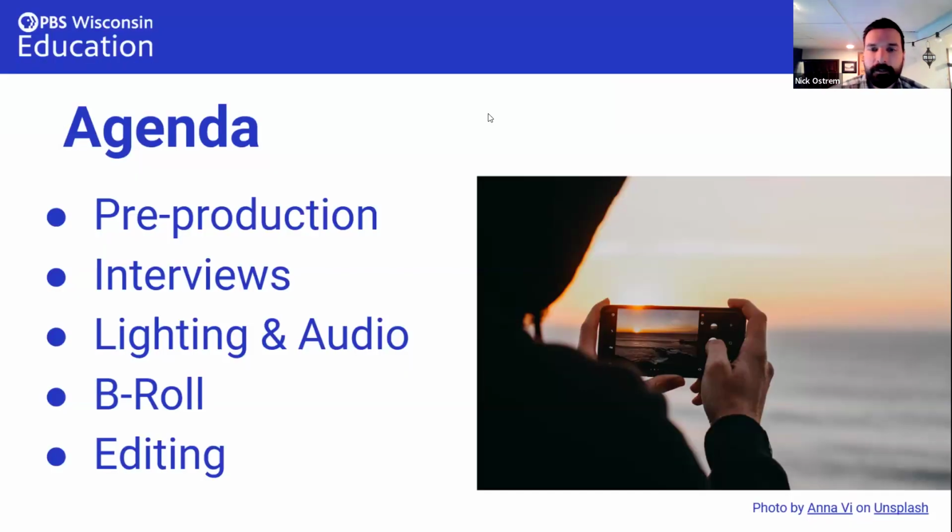So this is how I'm structuring things today. Roughly chronological order that you would encounter in a production. So starting with pre-production and all the planning that goes into it. I'm going to talk about interviews. Now, you don't necessarily have to do interviews in a video project, but it's one of the most accessible things to do for beginners. So I recommend it, and I'll talk about that. A little bit about lighting and audio. Again, not too tech heavy, just a couple things to keep in mind. I'm going to talk about B-roll. I'll talk about A-roll too, and what the difference is. And then just a little bit about editing. Video editing is its own world, so I'll just touch on that briefly.